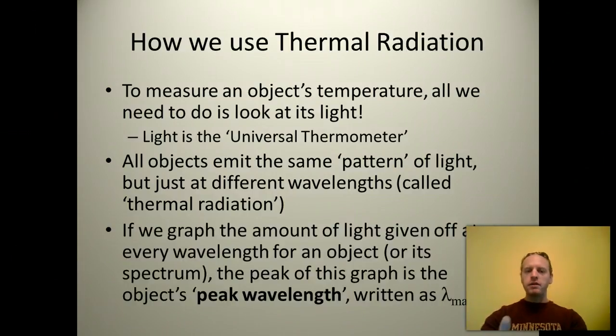But there's a very important part of the spectrum, and I'll show it here in a second. Where that spectrum peaks, the very top of that spectrum, or the wavelength of light that object is giving off the most of, is what we call the peak wavelength. And we write that as lambda, this Greek symbol, lambda max. By the way, lambda is used for the length of light, wavelength. So lambda max is what we always call the peak wavelength of light.